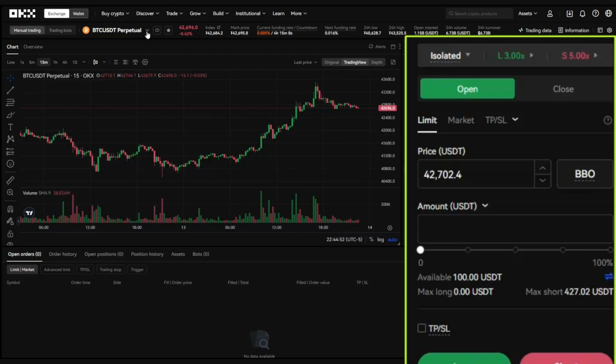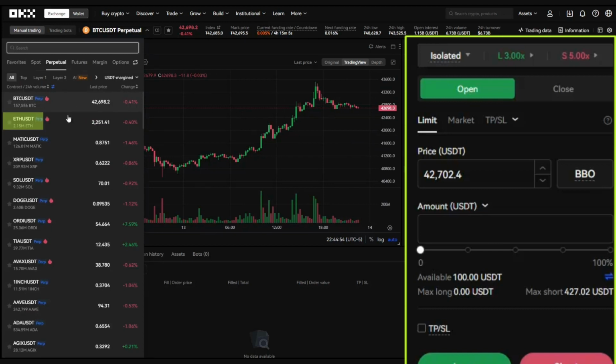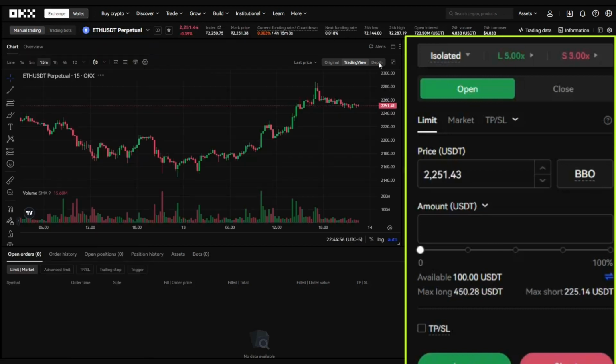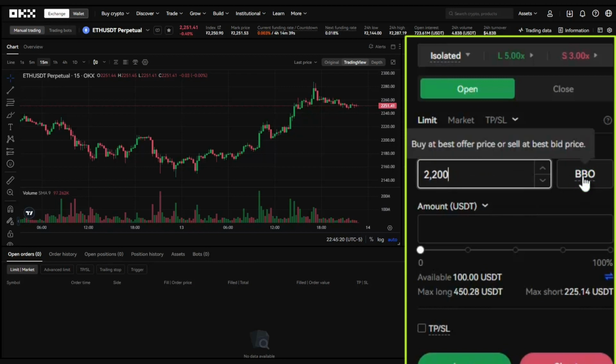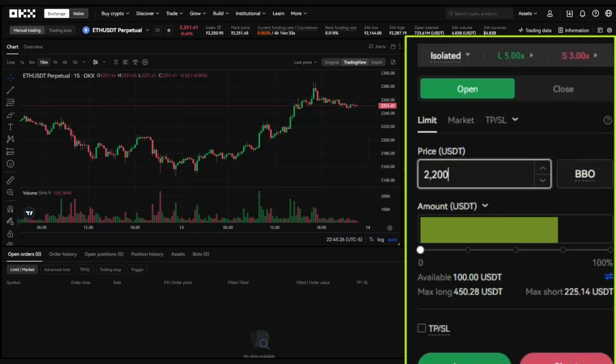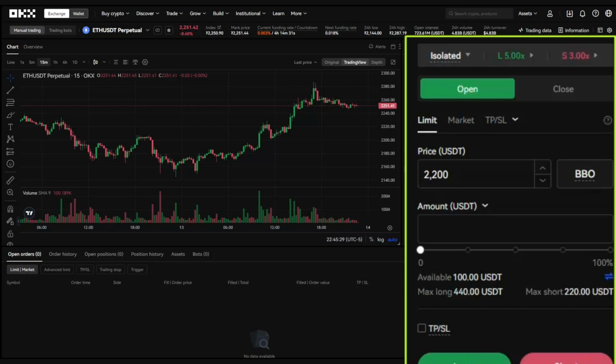I'm going to select the perpetual contract for Ethereum against USDT. If you use the limit price, here you enter the exact price at which you want the trade to be executed. For example, $2,200. Or you can also activate this option so that the exchange buys or sells at the best available price. You select the leverage and choose the amount you want to use in the trade.